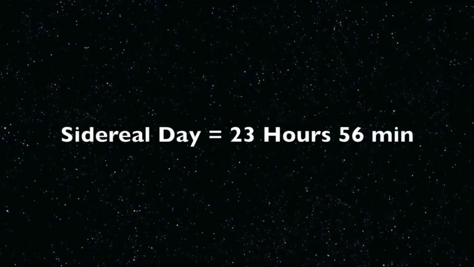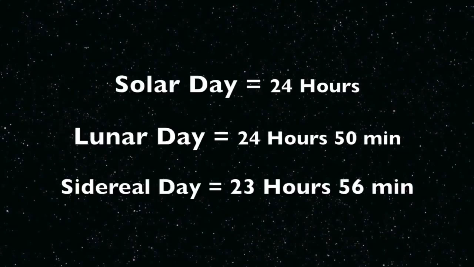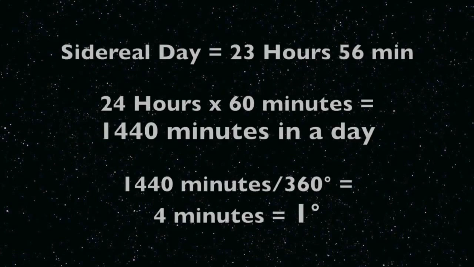Now the stars are slightly different. There's something known as a sidereal day, which is slightly shorter than a solar day. A solar day is a true 24 hours. A sidereal day or a stellar day is what's slightly shorter by 4 minutes. A stellar day is only 23 hours and 56 minutes. So because it's 4 minutes faster than a regular day, this 4 minutes equates to 1 degree.